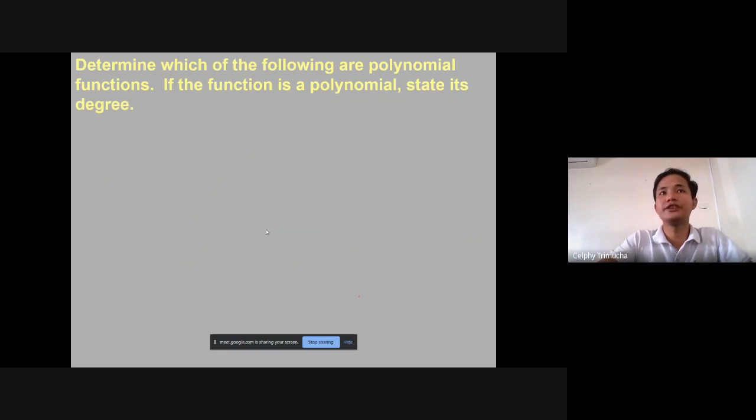Okay, so I have here various polynomial functions. What we need to do is to identify whether each is a polynomial or not. We have to classify if this one is a polynomial, and if it is a polynomial, what its degree is. So help me with this one. You can open your mic in order to answer. So we are given here the function f of x equals 2x to the fourth minus x. So, is it a polynomial or not?